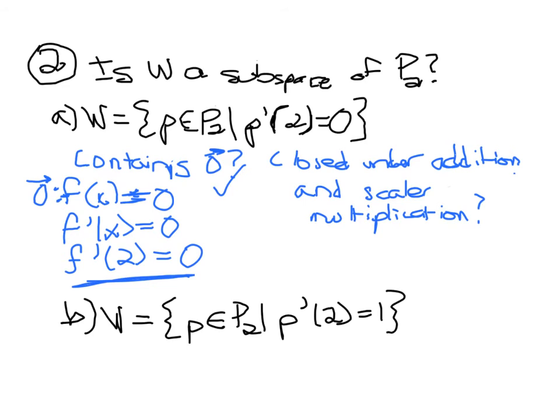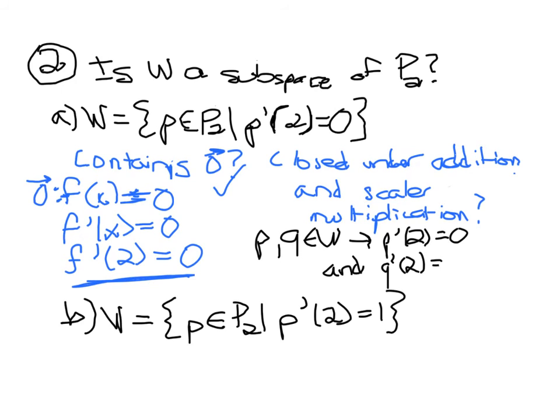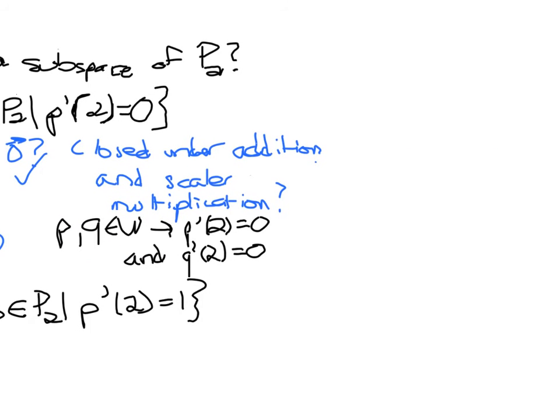Is it closed under addition? To determine whether it's closed under addition, let's say we take any polynomials P and Q from this subset W. That means that the derivative of P at 2 is equal to 0, and the derivative of Q at 2 is equal to 0. And then let me slide this over. So then the question is, does P plus Q belong in W?